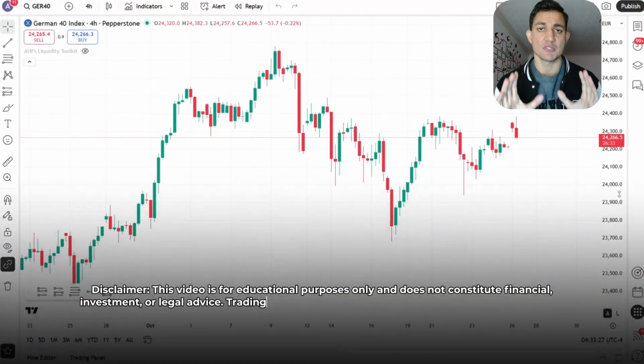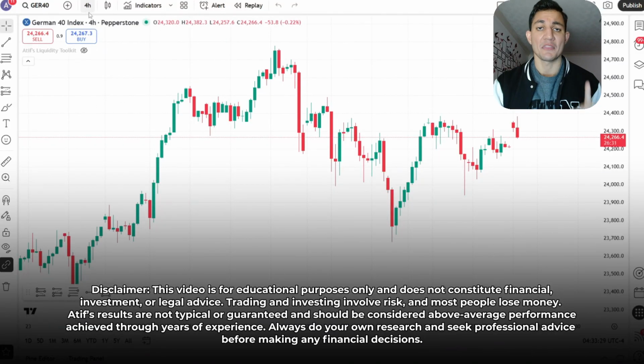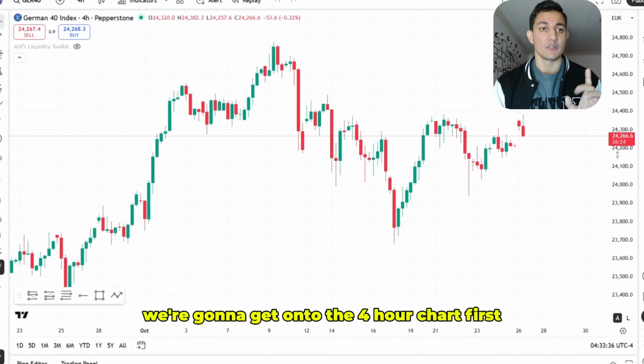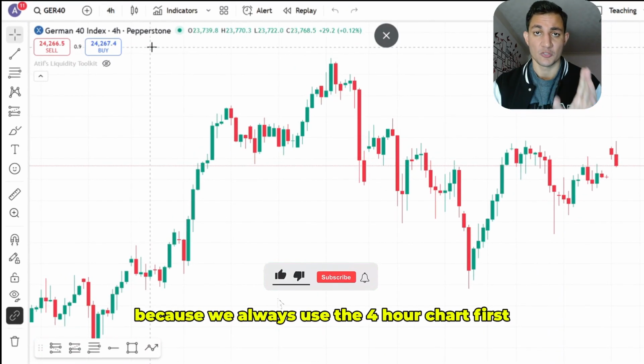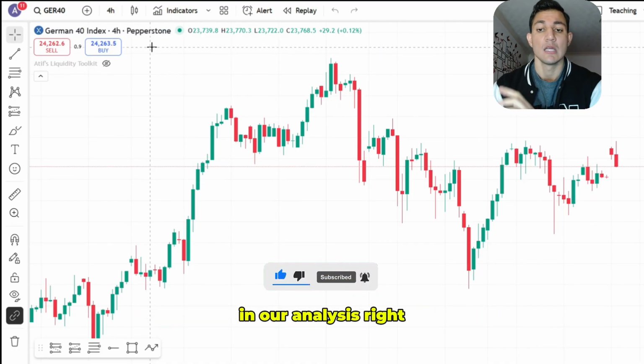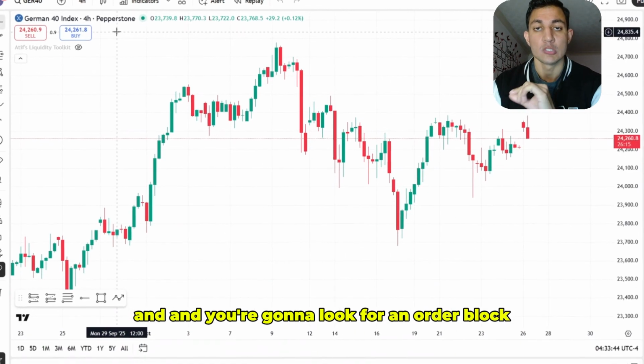Okay, so for this strategy, all we're going to use is the 4-hour chart and the 15-minute chart. The reason we're going to use these two time frames is because they're easy and they work. We're going to get onto the 4-hour chart first, because we always use the 4-hour chart first, because we need to use a higher time frame in our analysis, right? And you're going to look for an order block in price action.